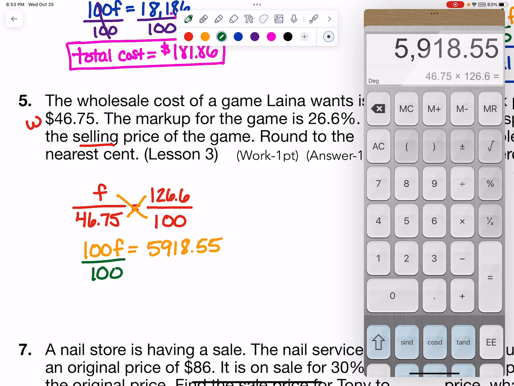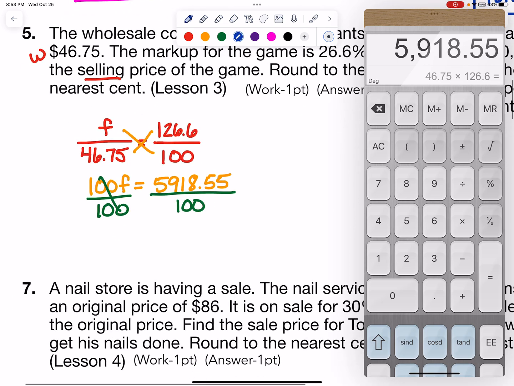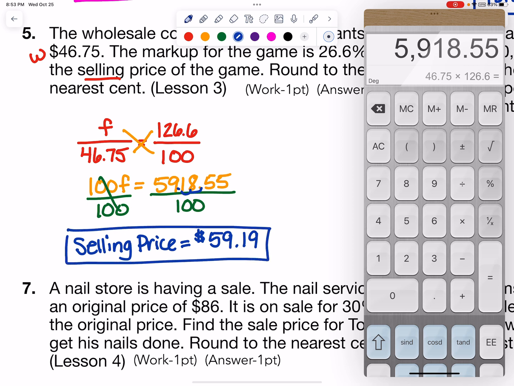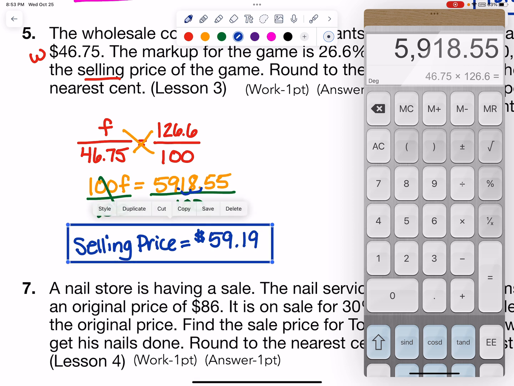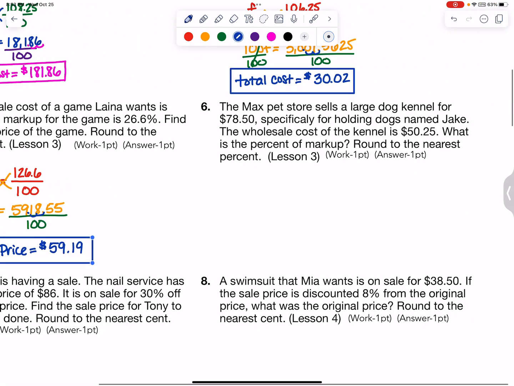I'm going to divide 100 on both sides, and we get, I'm going to reread the question, find the selling price, okay? So we have a selling price of, swoop, swoop, because of the divide by 100, money sign, $59.18. Nope, 19 cents because of that 5. Okay, highlight, circle, or box your answer. And there we go. All right, let's shift over to number 6.